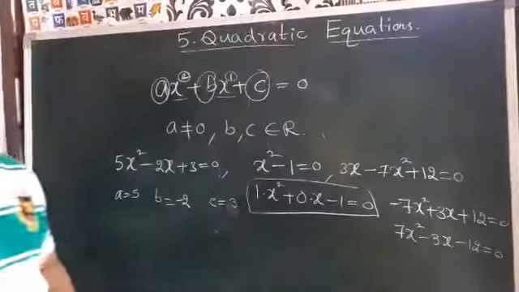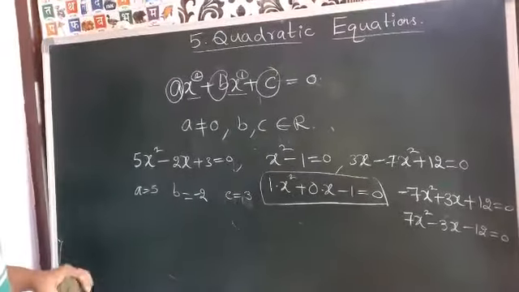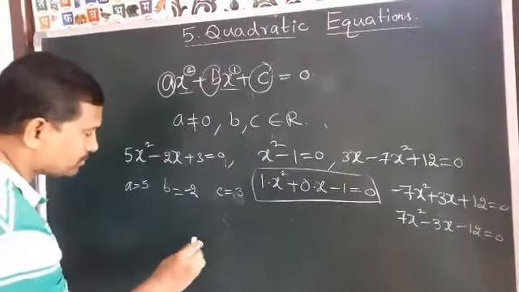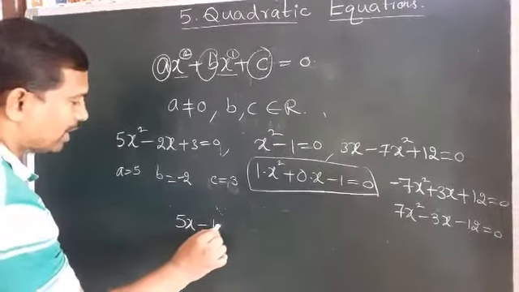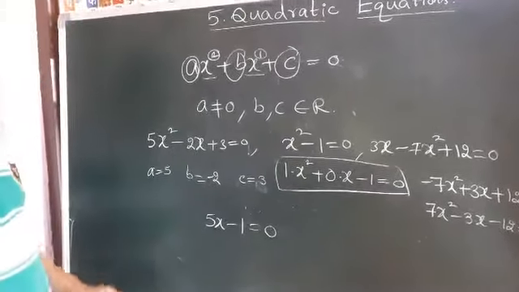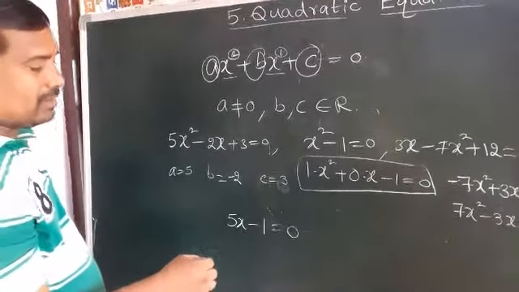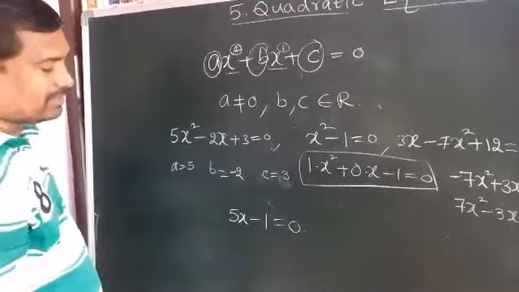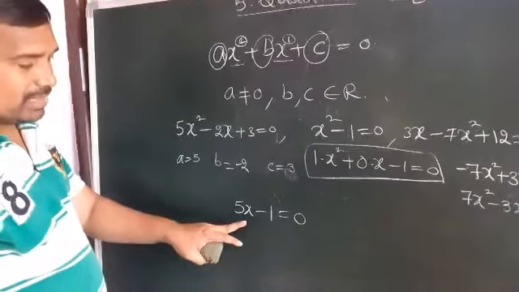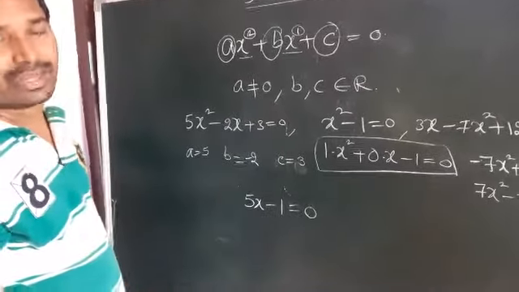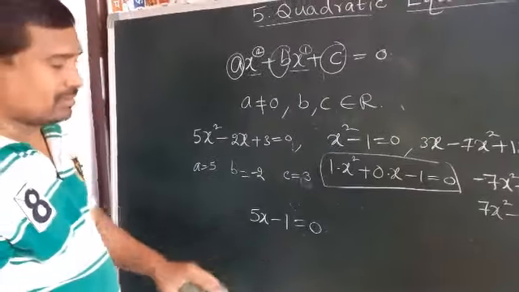These are quadratic equations. So let me see some more examples. I am giving 5x minus 1 equals 0. Is it quadratic equation? Tell me. Yes or no? Is it quadratic or not? So it is not a quadratic. Why? Because there is no x square term. So it is a linear equation.